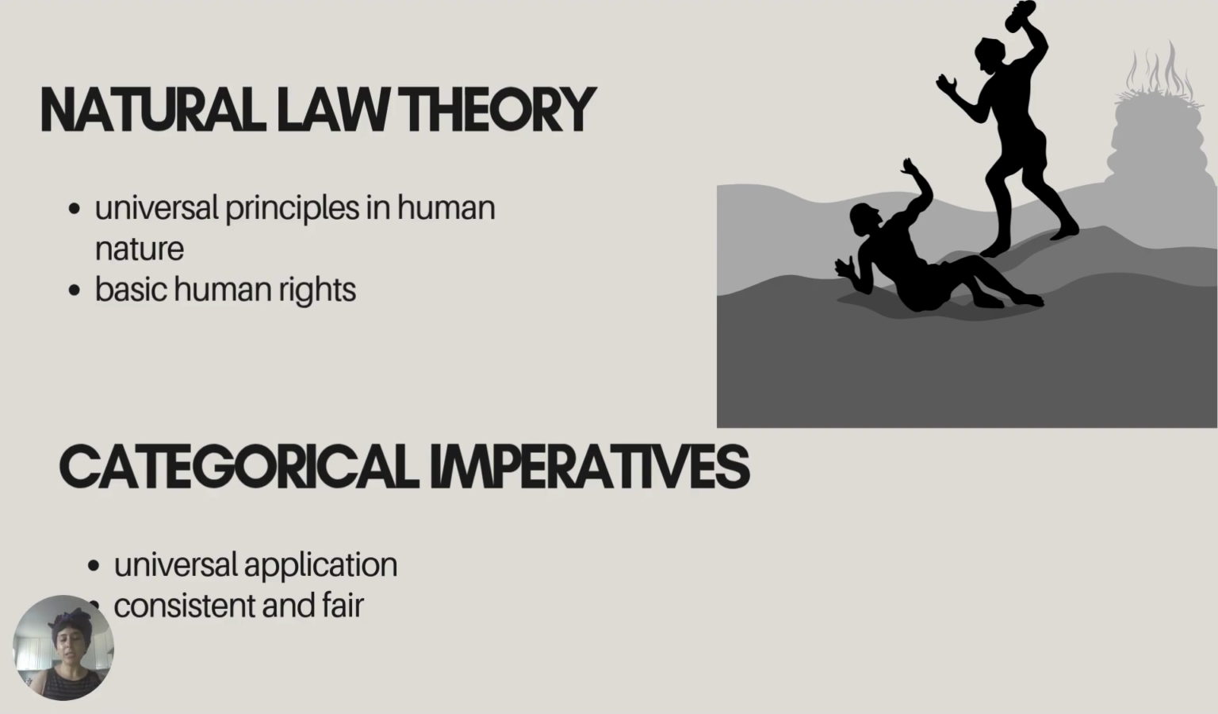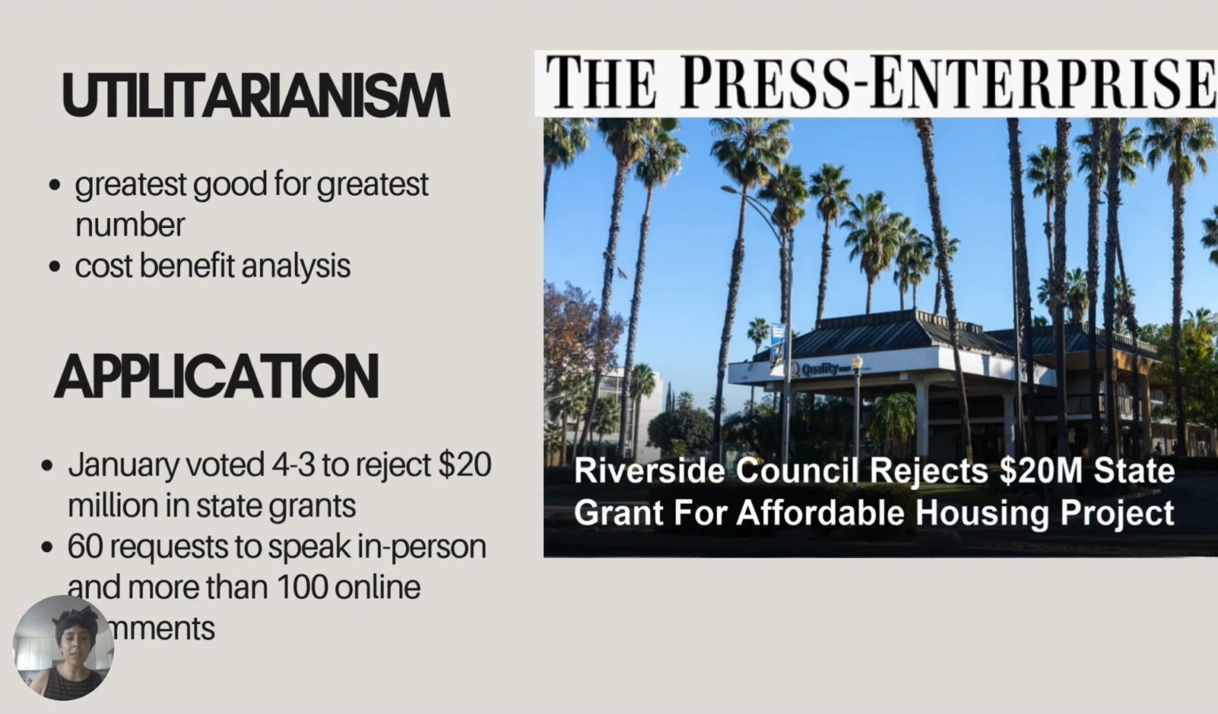Categorical imperatives, this is the universal application, how we want to show up consistently and fair. Utilitarianism is the concept and theory that it's the greatest good for the greatest number of people. And a tool that can be applied to this is a cost benefit analysis.